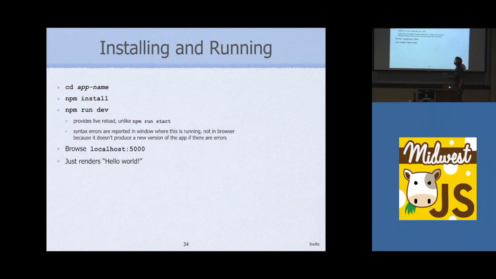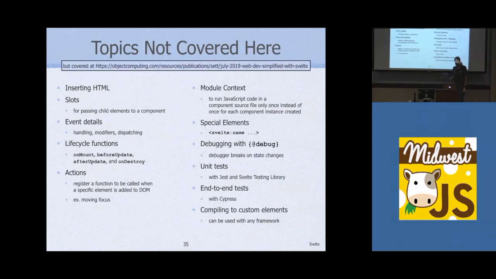Once you've got your project, you cd to the directory for your app, you run npm install, and then npm run dev. You can also say npm run start. The difference between them is that with dev, it gives you live reload so that when you make changes to the code, it's recompiling it, building a new bundle, and then loading it in the browser. And that seems to be very fast. I don't notice any difference between Svelte and the other frameworks, despite the fact that it's having to compile the whole thing. And by default, it's listening on port 5000, and the default app you get just renders Hello World.